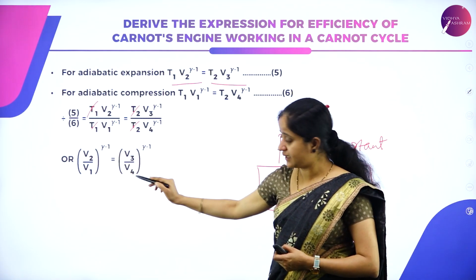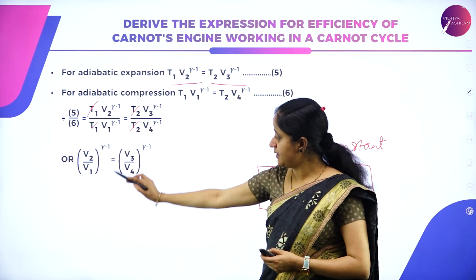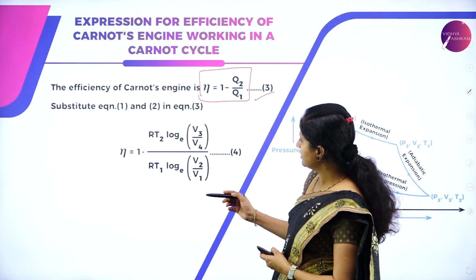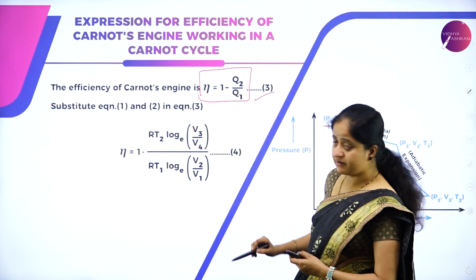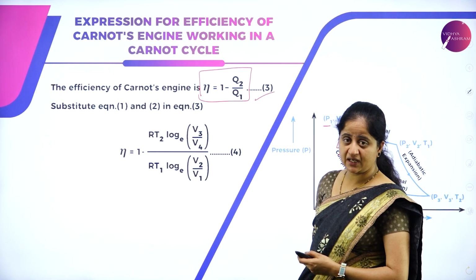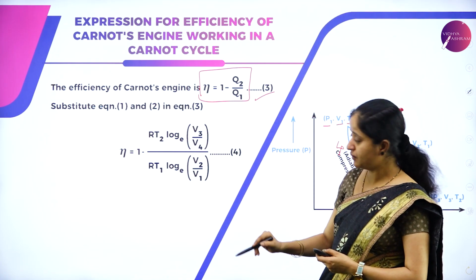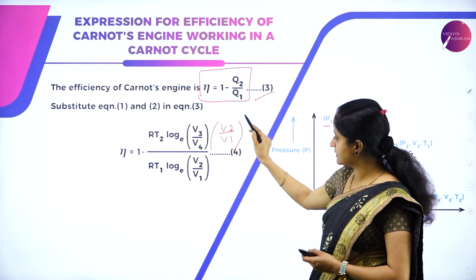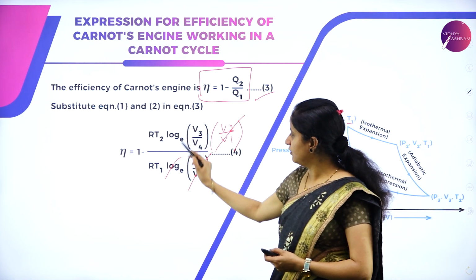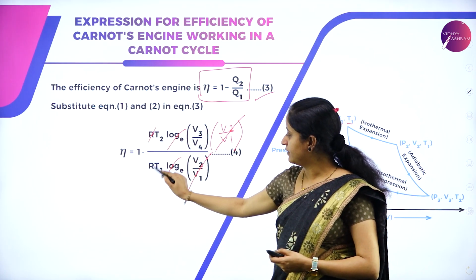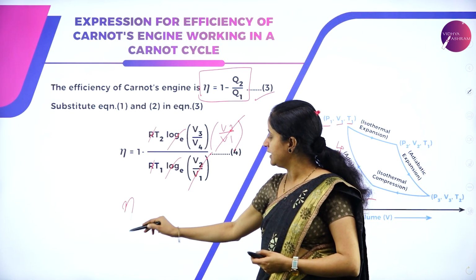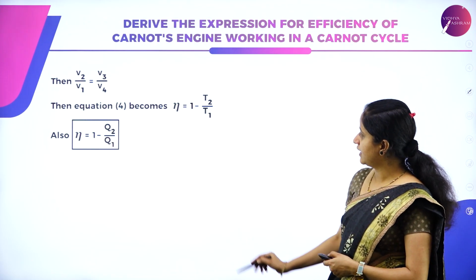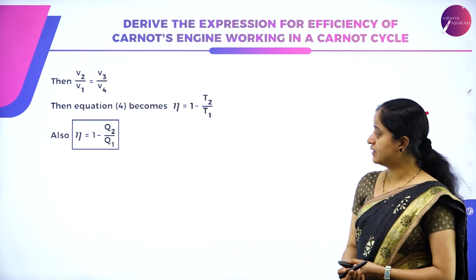Now these two are equal, so we can substitute the same in our previous equation, that is equation 4. So look at the equation 4 here, V3 divided by V4 we have, V2 divided by V1 we have. So these two are equal as we have proved. Now I'll replace this again by V2 divided by V1, and these two are same, we can cancel these two. Log e will also get cancelled, R will also get cancelled, and I remain with eta is equal to 1 minus T2 divided by T1. So that is what we have, eta is equal to 1 minus T2 divided by T1.